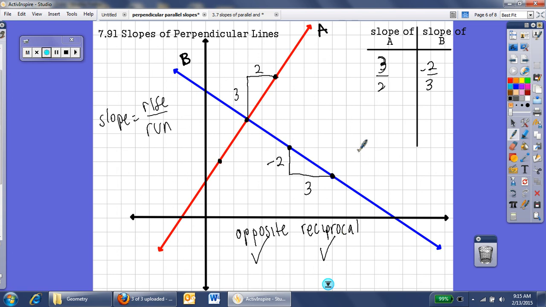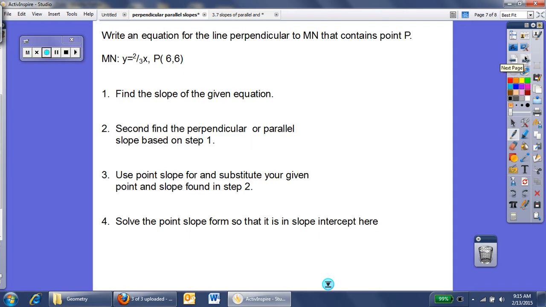Do one final check and see if 3/2 times negative 2/3 is equal to negative 1. That was our last check. 3 times negative 2 is negative 6. 2 times 3 is 6. Negative 6 divided by 6 is negative 1. So yes, these are definitely perpendicular lines, which means they intersect in a right angle.